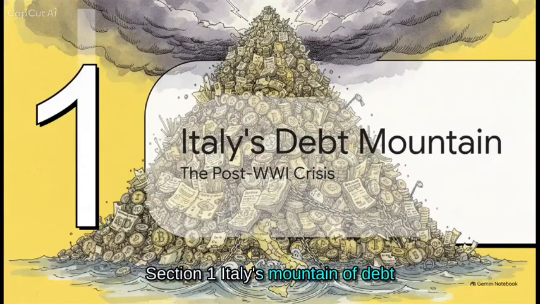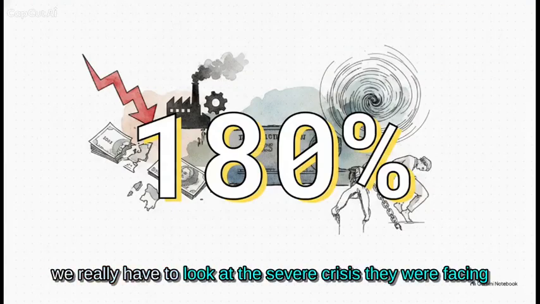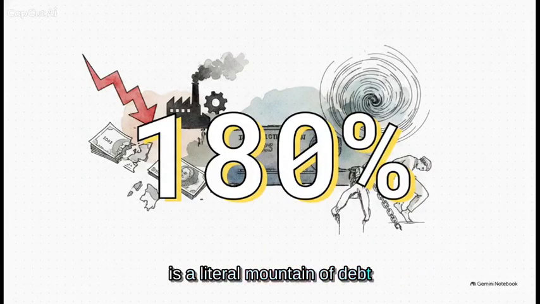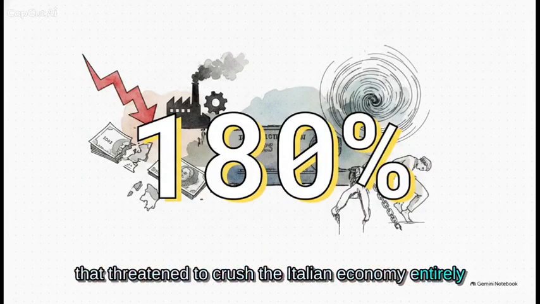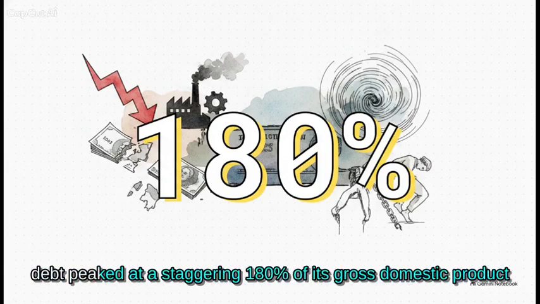Section 1. Italy's Mountain of Debt. So, to understand why the state took such extreme measures, we really have to look at the severe crisis they were facing. The backdrop to this whole economic drama is a literal mountain of debt that threatened to crush the Italian economy entirely. Coming out of World War I, Italy's public debt peaked at a staggering 180% of its gross domestic product by 1921.